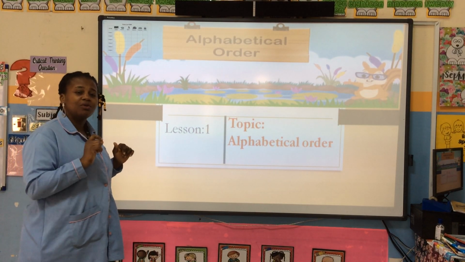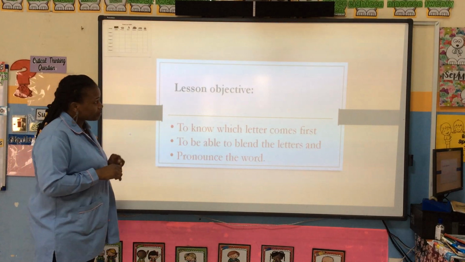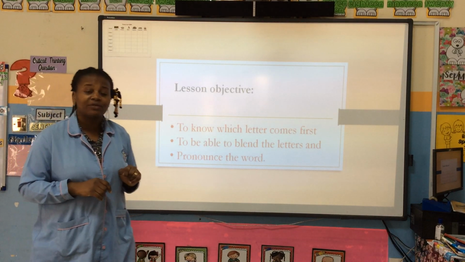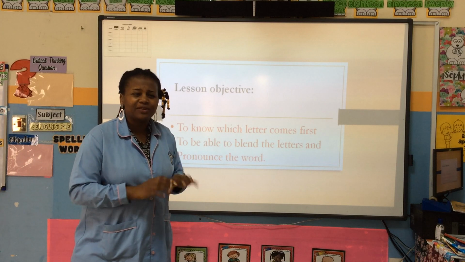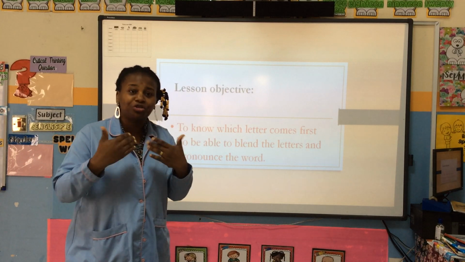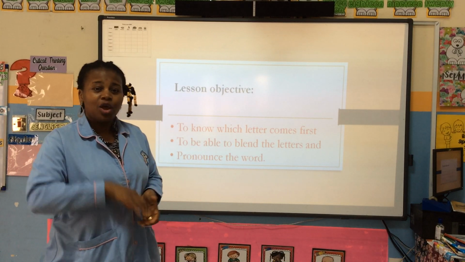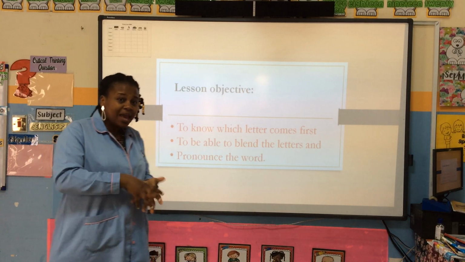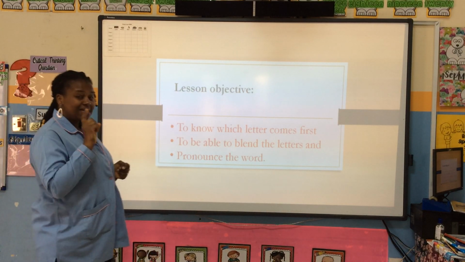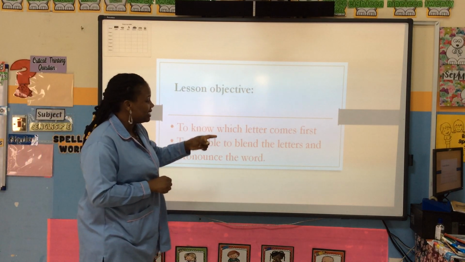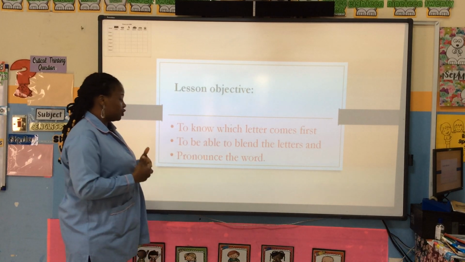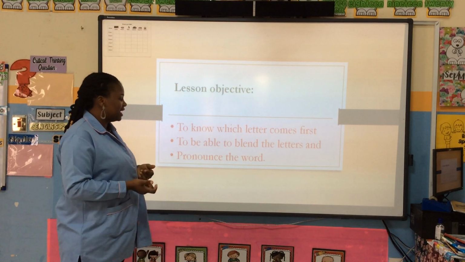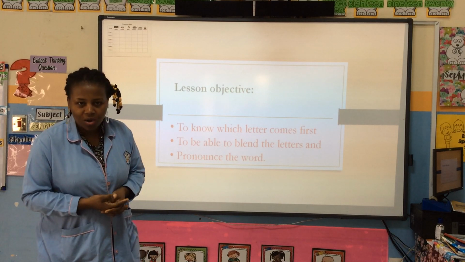So we move into our objectives for today. This is our lesson objective. So our objective simply means the things you should know from this lesson. What I want you to be able to take home from this lesson, and that is to know which letter comes first, to be able to blend the letters and pronounce the word.